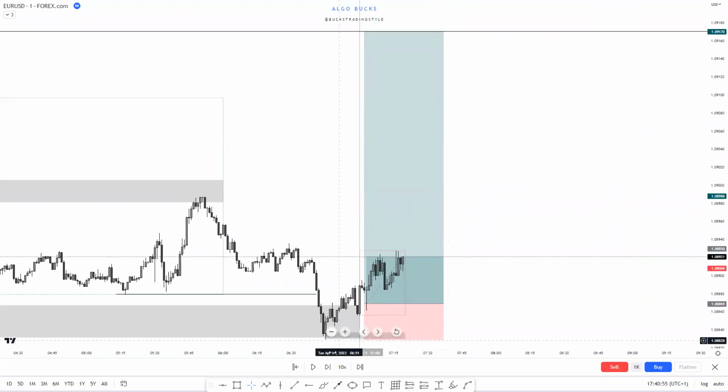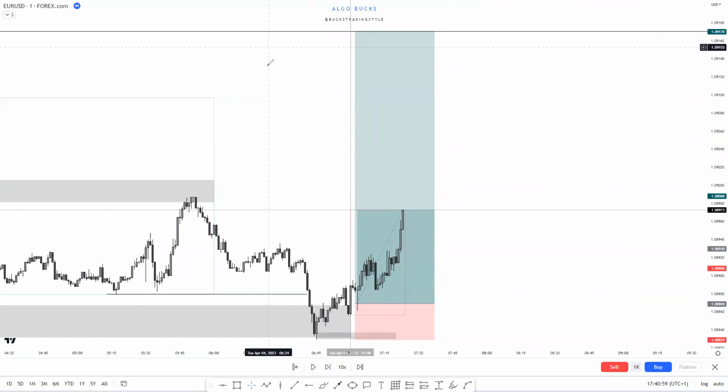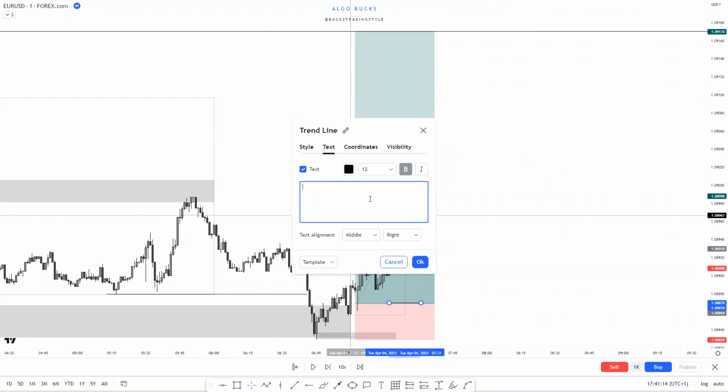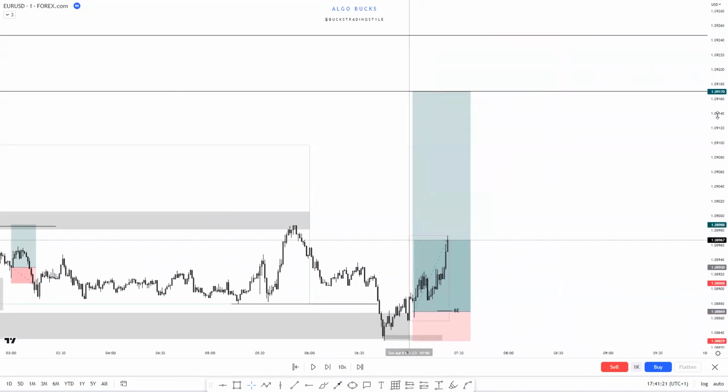Now, where would we go break even on this? After price took out this, we got our entry, okay? So first level of structure, second level of structure. So at this point, we are already going. So we've moved our stop loss to break even right here. We move this to break even. Then we wait to see what price is going to do.